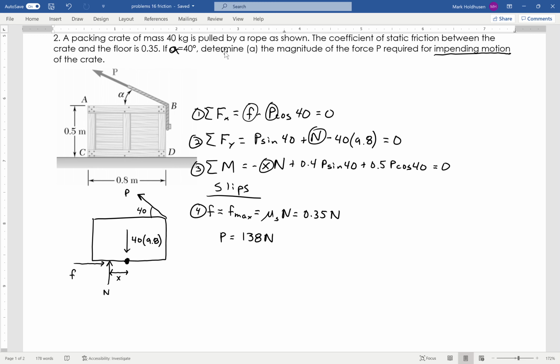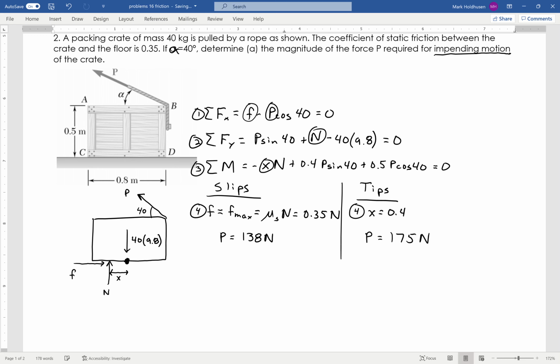Now, I don't necessarily know if that's the answer, because the other thing that could potentially happen that I've got to check is tips. If this thing tips, this is the point right before it tips, so N can move over all the way up to x equals 0.4. At x equals 0.4, the normal force can no longer shift over anymore, and this thing actually starts moving. At that impending motion, it's tipping. So this is essentially my fourth equation now. Using that along with the three equations above, I calculate that P equals 175 newtons.